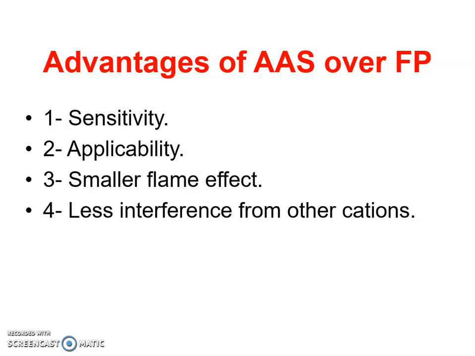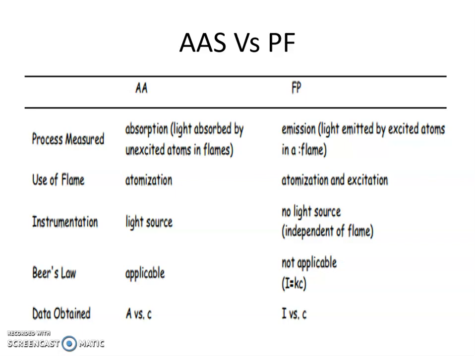Advantages of AAS over FP: sensitivity, applicability, smaller flame effects, less influence from other cations. The differences you can see here between AAS, atomic absorption, and flame photometry. Process: measures absorption, light absorbed by unexcited atoms in the flame; emission, light emitted by excited atoms in a flame. Use of flame: atomization, and atomization and excitation. Instrument: light source, no light source; independence of flame. Beer's law: applicable, not applicable. And data obtained: absorption versus concentration, and intensity versus concentration.